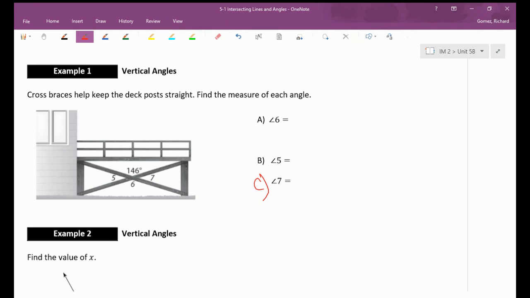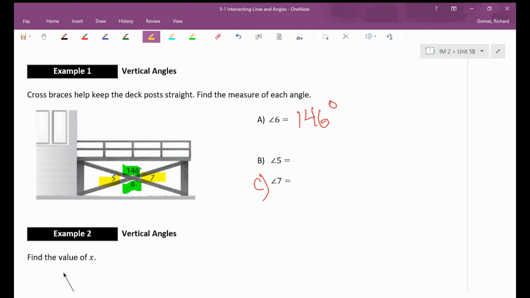So if you notice, the angle here in green is 146 degrees. So those braces, cross braces, basically form an X, right? So that means that the opposite angle is going to be the same as angle 6 here. So angle 6 is going to be exactly the same as the opposite angle, which is 146 degrees. So now that means that these two are exactly the same. Angle 7 and angle 5.